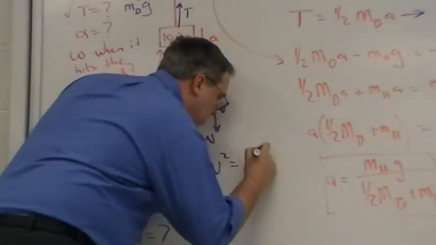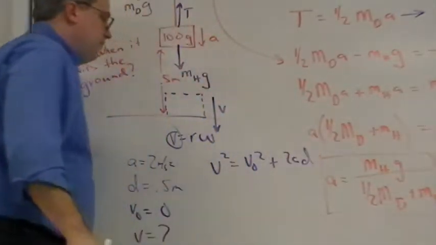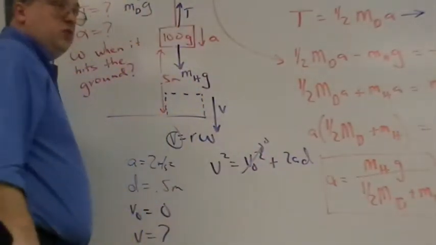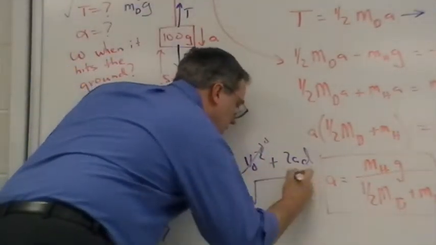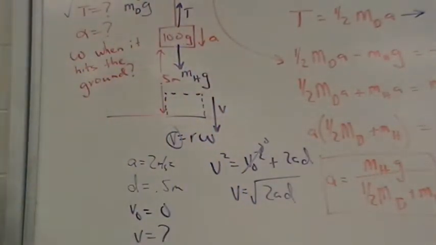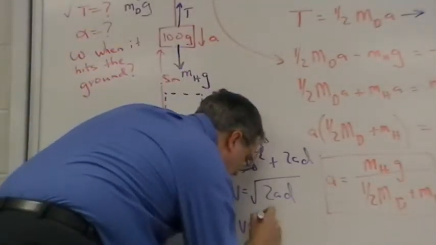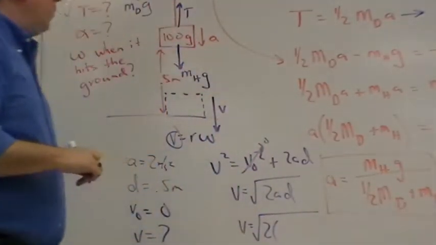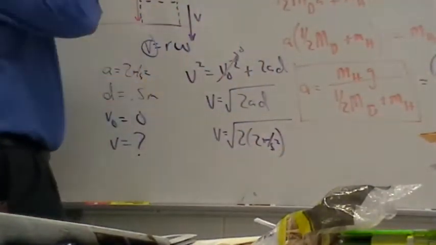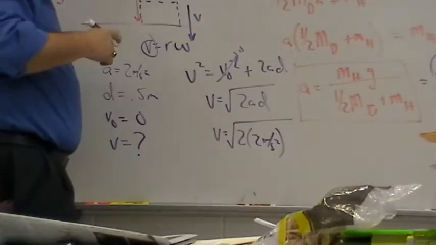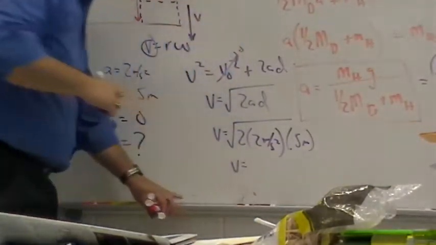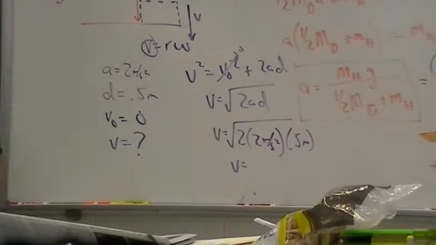V squared equals V naught squared plus 2AD. The initial velocity goes away. The final velocity is the square root of 2AD. The acceleration, 2 meters per second squared. The displacement is what? 0.5 meters. The velocity when it hits the ground is 1.41 meters per second.